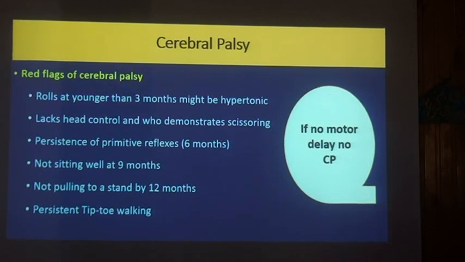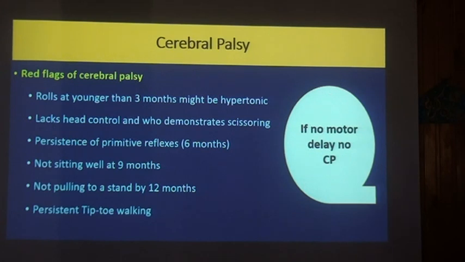The points I want to convey here are the red flags for early cerebral palsy. If someone is rolling at a younger age, younger than 3 months, this may be a red flag, but still some babies do it and they don't have cerebral palsy. Another thing to consider is lack of head control, like head lag. No head lag usually by 4 months, right? So if you see head lag at 6 months, it is not normal.